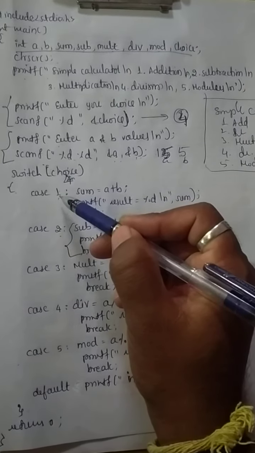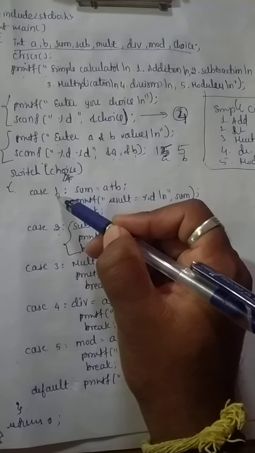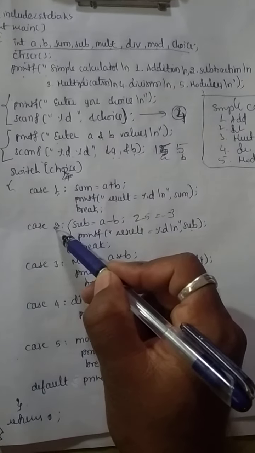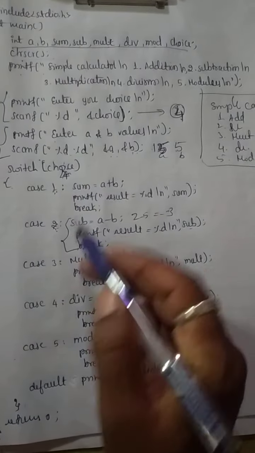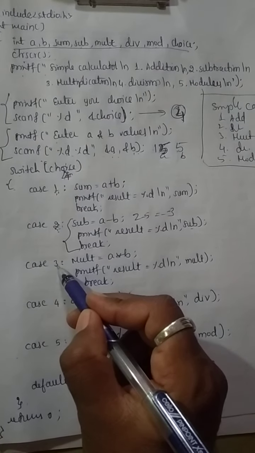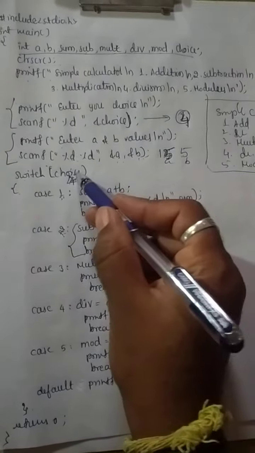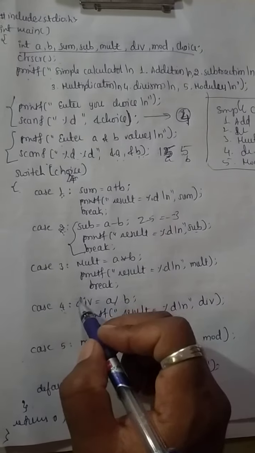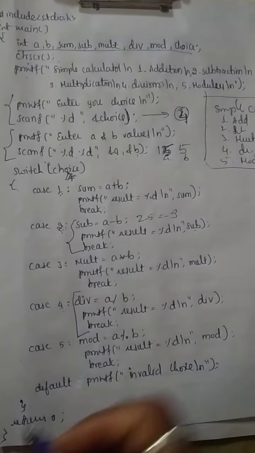This 4 will be compared with 1. Whether these two are equal? No. Then 4 will be compared with case 2. Whether 4 is equivalent to 2? No. Then 4 will be compared with 3. Whether 4 is equivalent to 3? No. Then 4 will be compared with case 4. Whether 4 is equivalent to 4? Yes. This condition is true, so these statements will be executed.